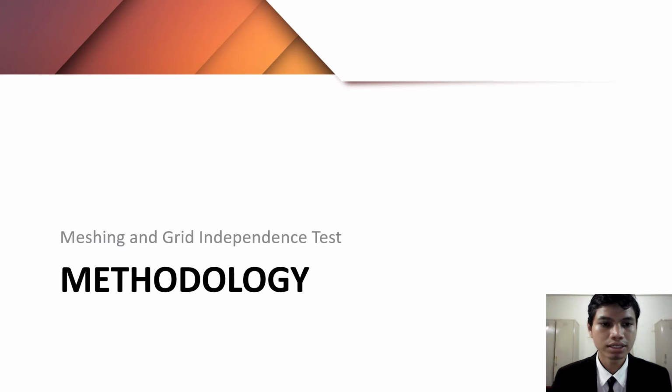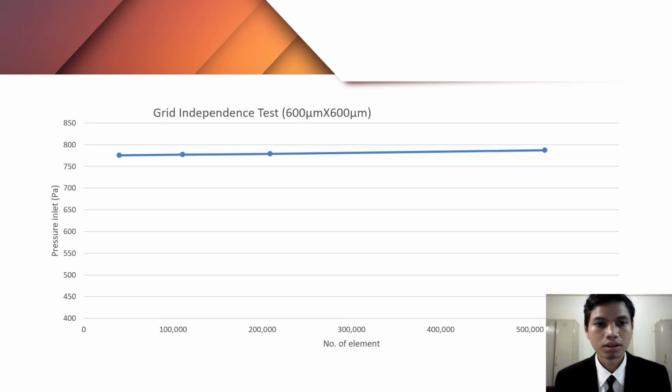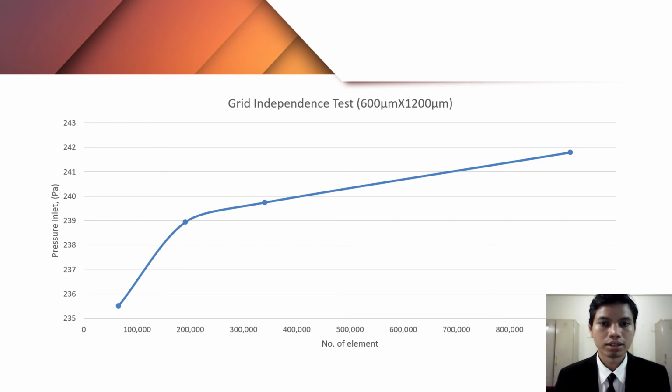And next is the meshing and grid independent test methodology. So here is my grid independent test on 600 micrometer times 100 micrometer, which is aspect ratio 1:1. And here is the aspect ratio 1:2, which is the dimension 600 micrometer times 1200 micrometer.